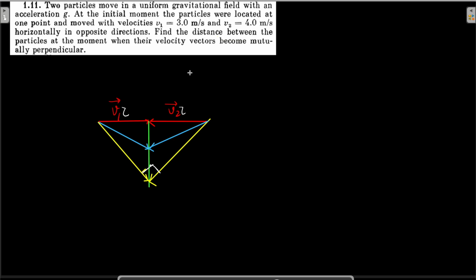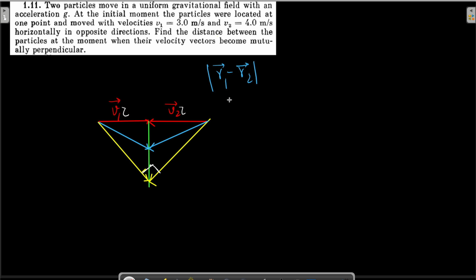But we should keep in our mind that the r1 vector minus r2 vector mod is our answer. We should keep in our mind, this one is the r1 vector, and this one is the r2 vector. Okay, so now let's see.